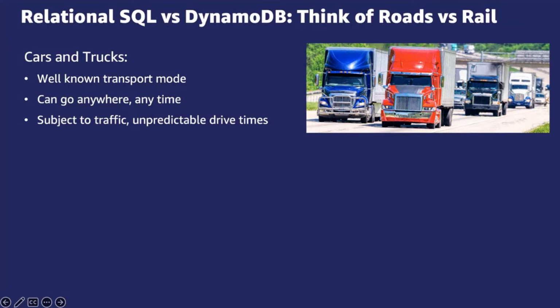All right, so Chad, tell me what you think about this analogy. So, we know relational databases are out there. I think of them like cars and trucks driving on the highways. They're very well known, can go anywhere, very flexible, but subject to traffic and unpredictable drive times.